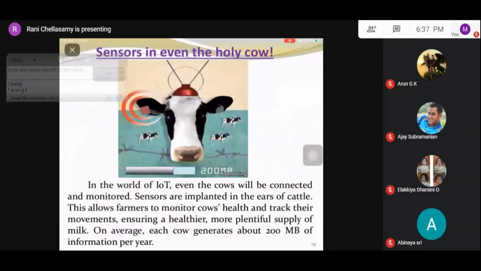Okay. Even we can fix sensors in the cow. In the world of IoT, even the cows will be connected and monitored. The sensors are implanted in the ears of the cattle. This allows the farmers to monitor the cow's health and track their movements and ensure a healthier and more plentiful supply of milk. On average, each cow generates 200 MB of information per year. So from the sensors, all the information about the cow will be intimated to the farmers. Okay.